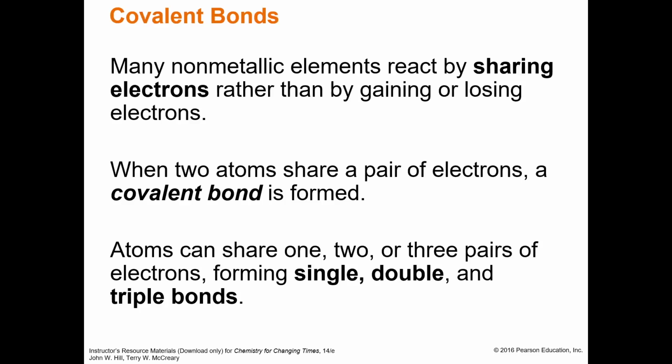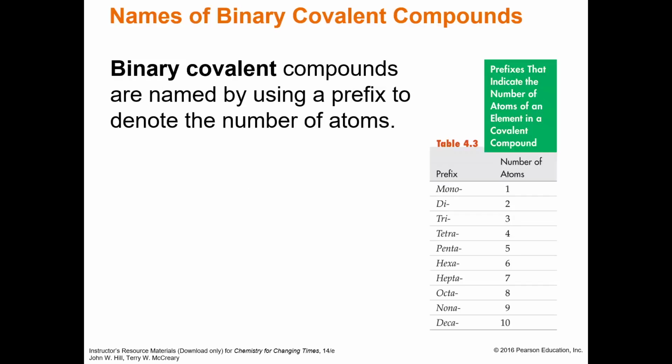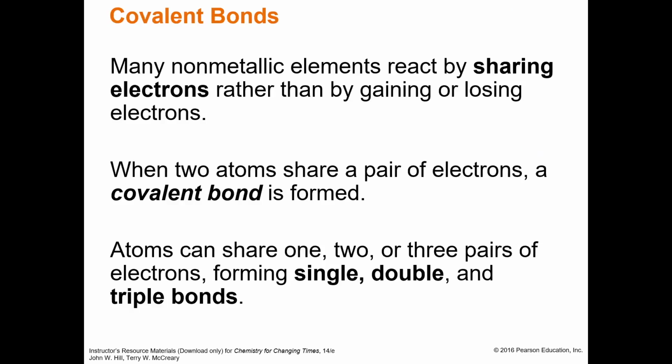And sharing 3 pairs of electrons, which would be a total of 6 electrons, would be a triple bond. Notice, by the way, they have to share these electrons fairly equally. So this is typically going to happen between a nonmetal and another nonmetal. These are going to be 2 things that will both want to take electrons, and so they will share the electrons instead of one losing to the other.